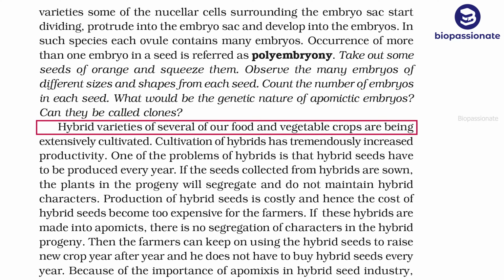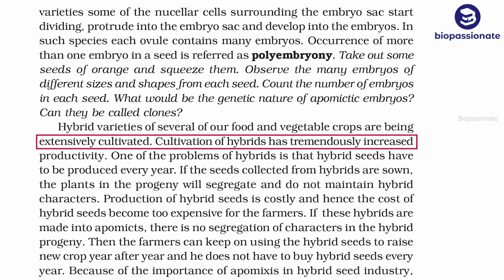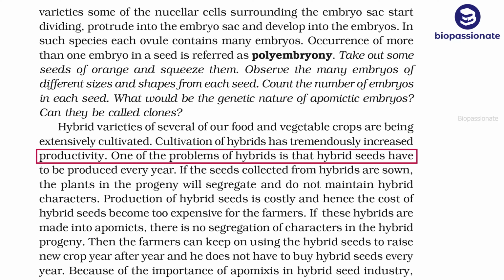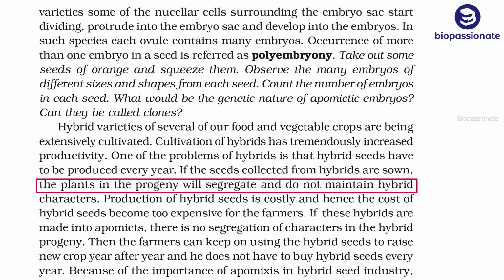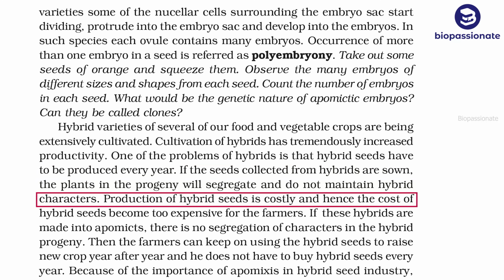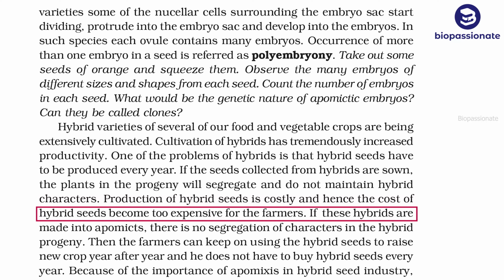Hybrid varieties of several of our food and vegetable crops are being extensively cultivated. Cultivation of hybrids has tremendously increased productivity. One of the problems of hybrids is that hybrid seeds have to be produced every year. If the seeds collected from hybrids are sown, the plants in the progeny will segregate and do not maintain hybrid characters. Production of hybrid seeds is costly, and hence the cost of hybrid seeds becomes too expensive for the farmers.